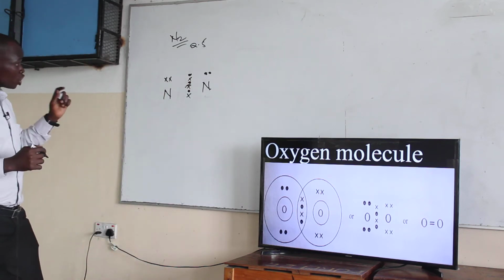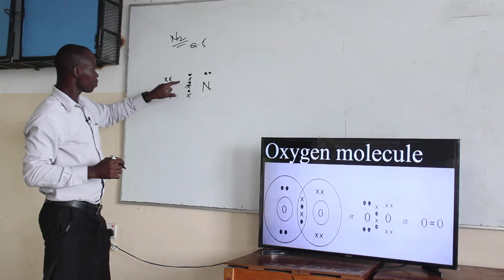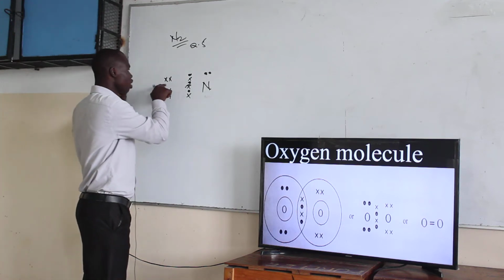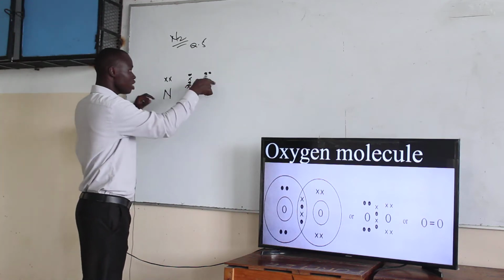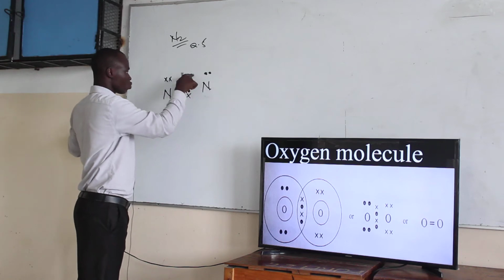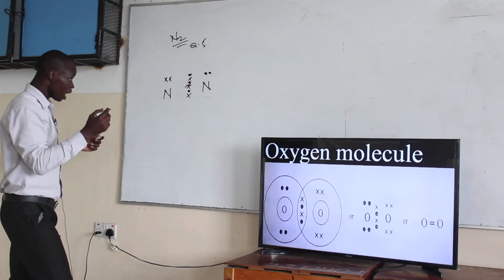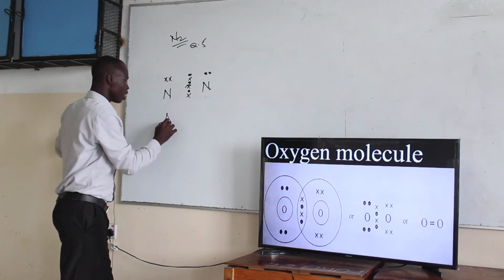Then that means for this one to be stable, this one has to contribute 3 electrons: 1, 2, 3. This one also has to contribute 3 electrons: 1, 2, 3. Now we can say, how many covalent bonds do we have?